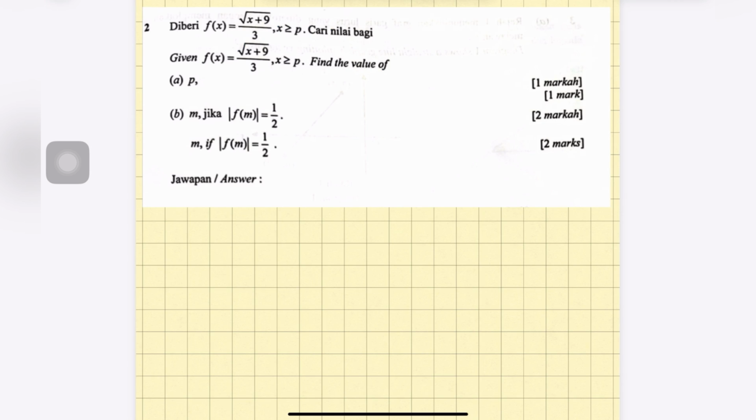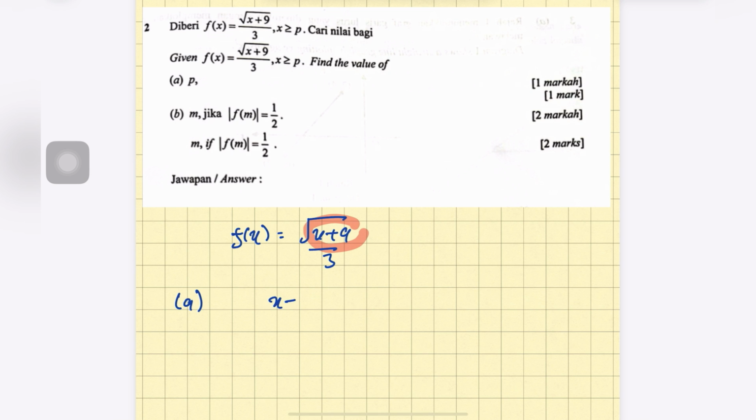Question number 2, given f(x) equals square root of x plus 9, over 3, x more than or equal to p. Find the value of p. Okay, so for A, kita nak tahu value of p. So the basic concept, we must know that the number in the square root ni mesti positif. 0 boleh, tapi dia mesti more than or equal to 0.